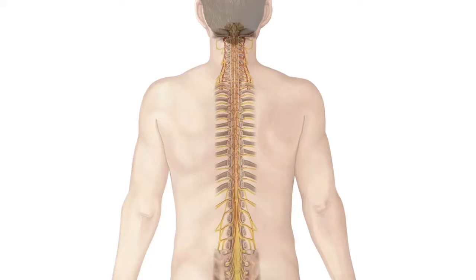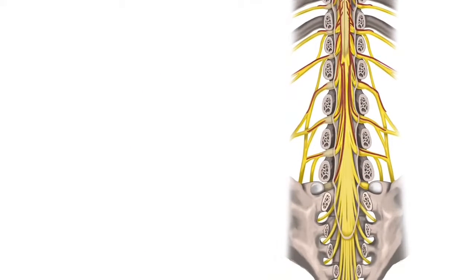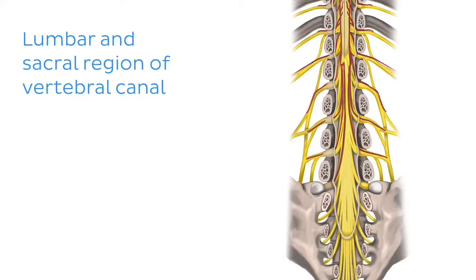And that basically sums up the contents of the vertebral canal for the majority of its length. That being said, the spinal cord undergoes some changes at approximately the level of the L1 or L2 vertebra. So let's take a closer look and see some more.